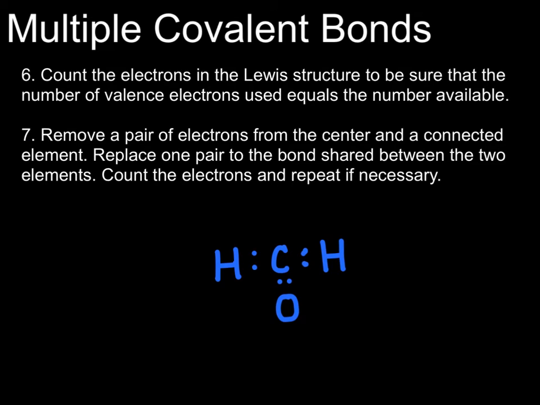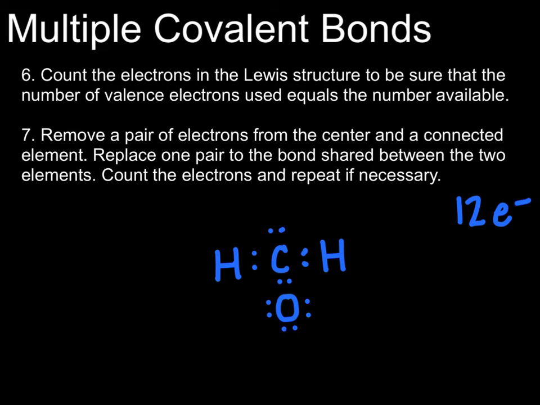Our next step is to fill in the lone, or unshared, pairs of electrons for the rest of the atoms. Carbon has 2 more, and oxygen has 6 more electrons. Now we want to count the number of electrons. Recall when we did our math, we needed 12 electrons total in our Lewis structure. So let's count and see how many electrons we have: 2, 4, 6, 8, 10, 12, and 14. So we have too many electrons.